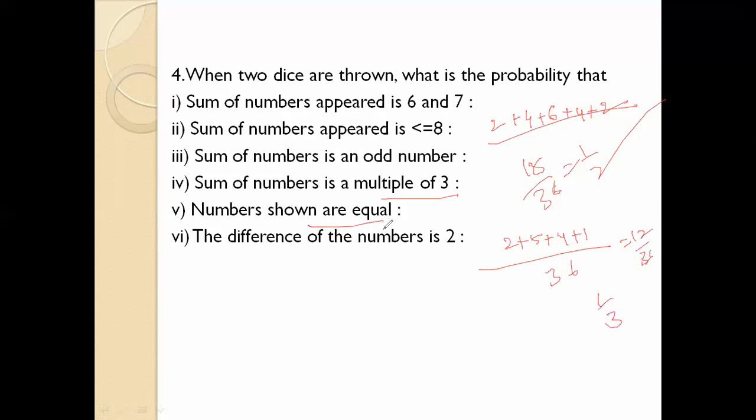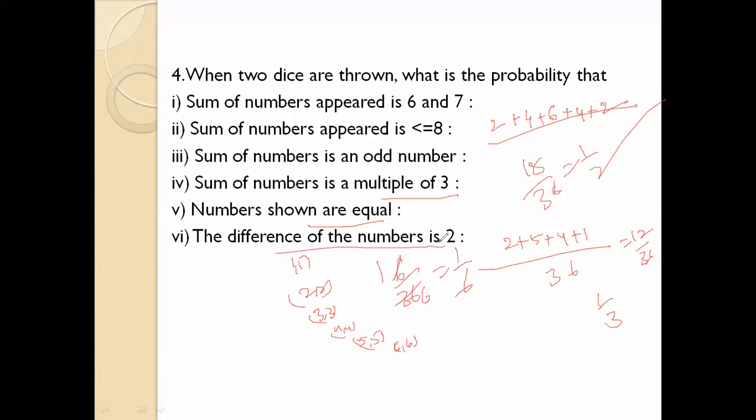Numbers shown are equal. So numbers shown are equal. In how many cases we get? 1, 1, 2, 2, 3, 3, 4, 4, 5, 5, 6, 6. Totally 6 cases. 6 by 36. 6 1 ja 6, 6 6 ja 1 by 6.